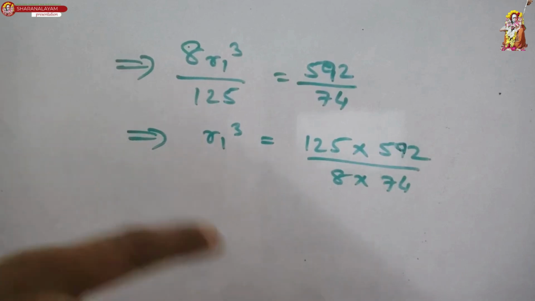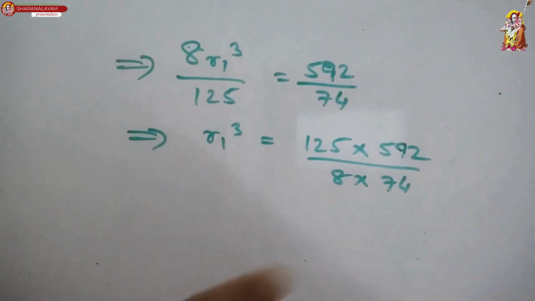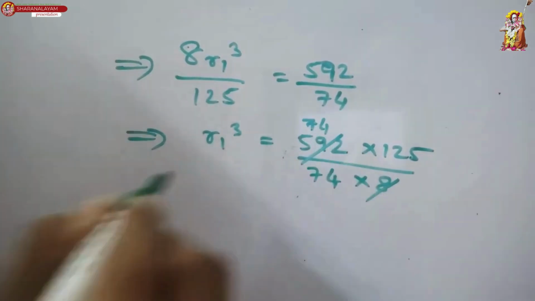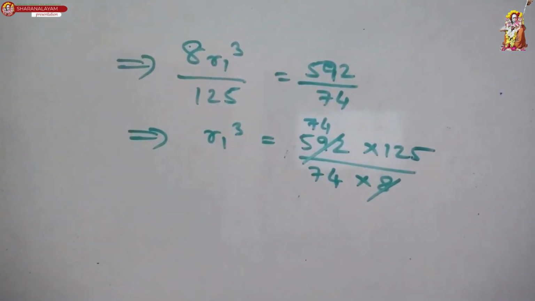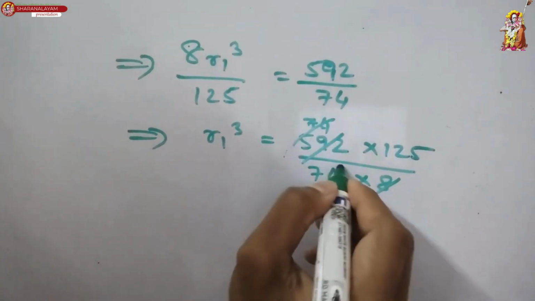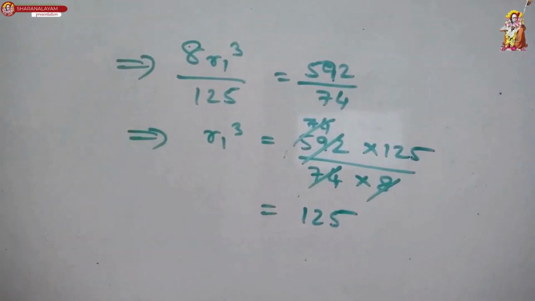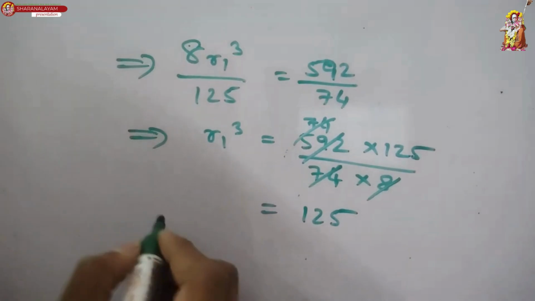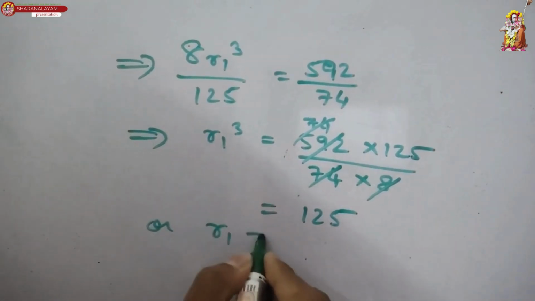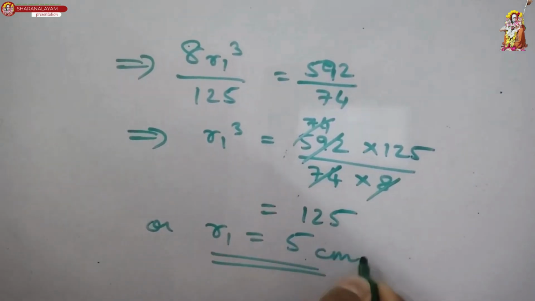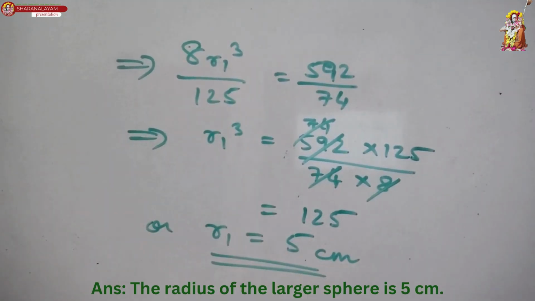So transferring 125 and 8 to the other side, we have this. Now you can see 8 times 74 is 592. So this 74 and this 74 will get cancelled. You can see r1 cube equals 125. So r1 will be equal to 5, taking the cube root, 5 centimeters. We are taking the positive value of the cube root. Hence, the radius of the larger sphere is 5 centimeters.